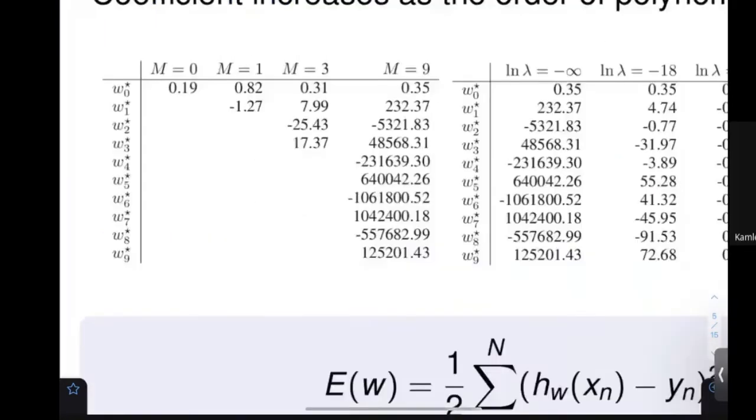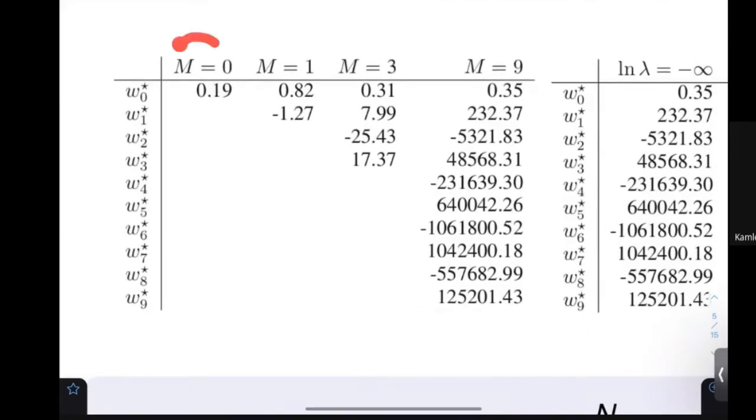Here is an example that tries to show this. When m is equal to 0, W0, the best parameter for this particular data, was 0.19. When the value of m was 1, we needed two parameters, W0 and W1. Their values were 0.82 and minus 1.27. When m was 3, the values were 0.31, 7.99, minus 25.43 and 17.37. This was a good condition. We saw a few minutes back that this was a good condition.